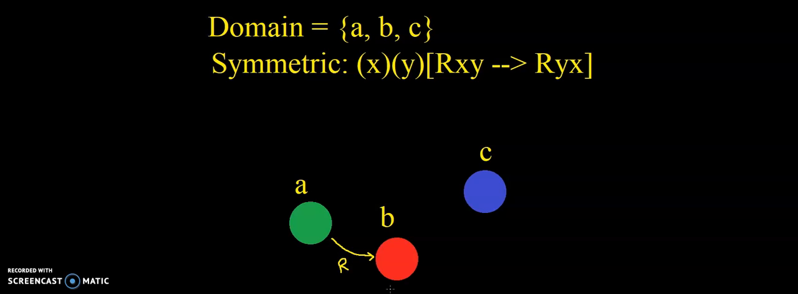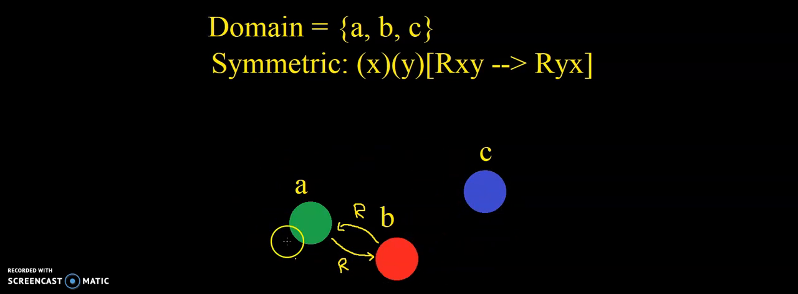Okay, what must occur now is that B bears R to A. If they're going to be symmetric, then it's got to satisfy this description. It's kind of an interesting thing. Now notice in this particular situation, we do not have B bearing R to C, and we don't have C bearing R to B, and that's okay.